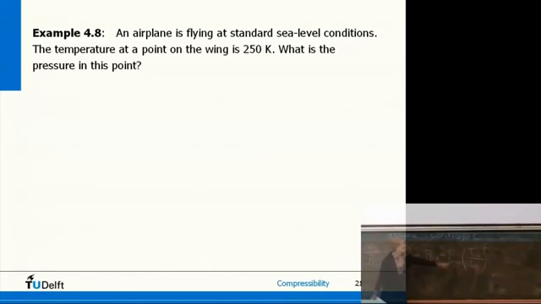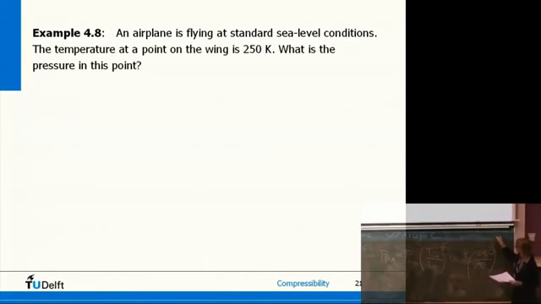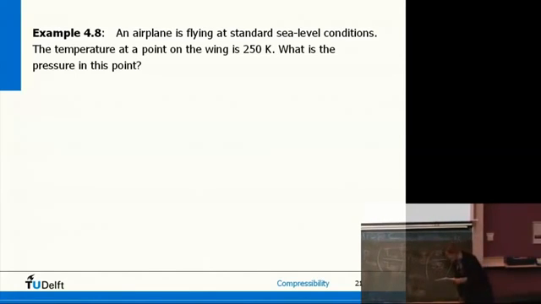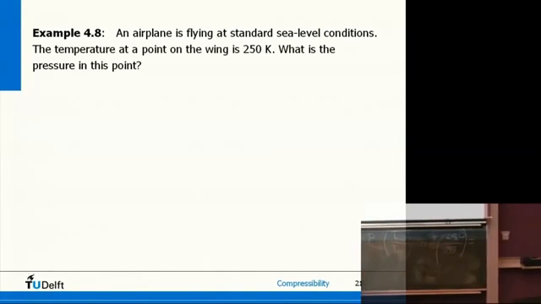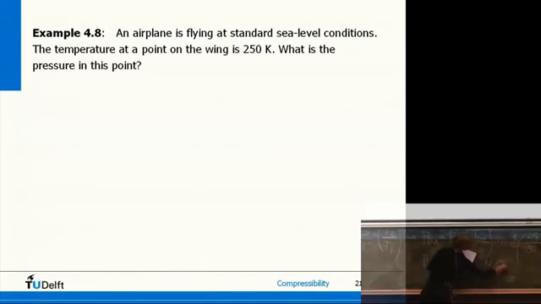What is the pressure at infinity, at free stream? 101 times 10 to the power 5. Why? Standard sea level conditions. The temperature in point A was given, 250. Temperature at free stream, 288. And gamma is equal to 1.4. Thank you. 1.4 minus 1. And then we find that the pressure at this point on the wing, PA, is actually equal to 6.14 times 10 to the power 4 newtons per meter square.